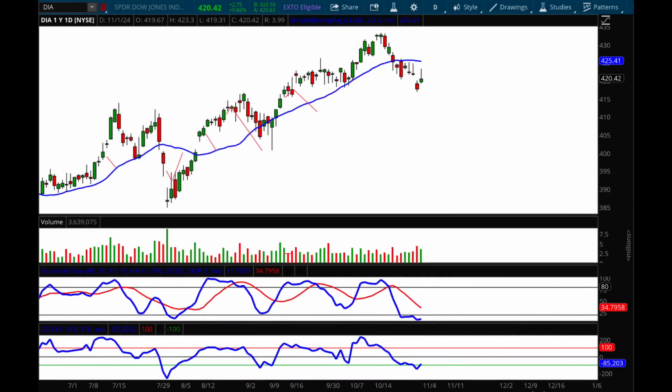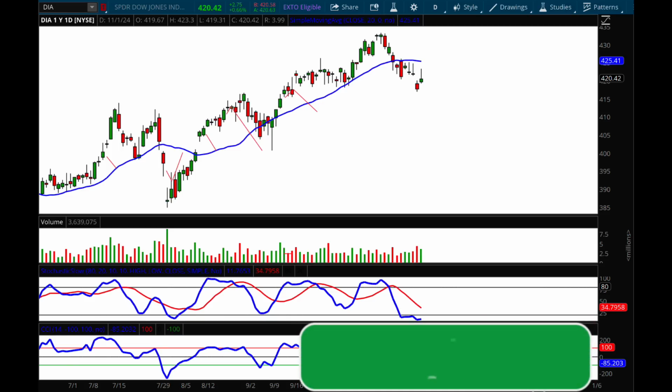And there you have it. The markets are officially closed on this Friday, November 1st. Welcome, investors and traders. I'm AJ Monte, and this is a daily candle chart of the Dow Jones Industrial Average ETF, ticker symbol DIA.